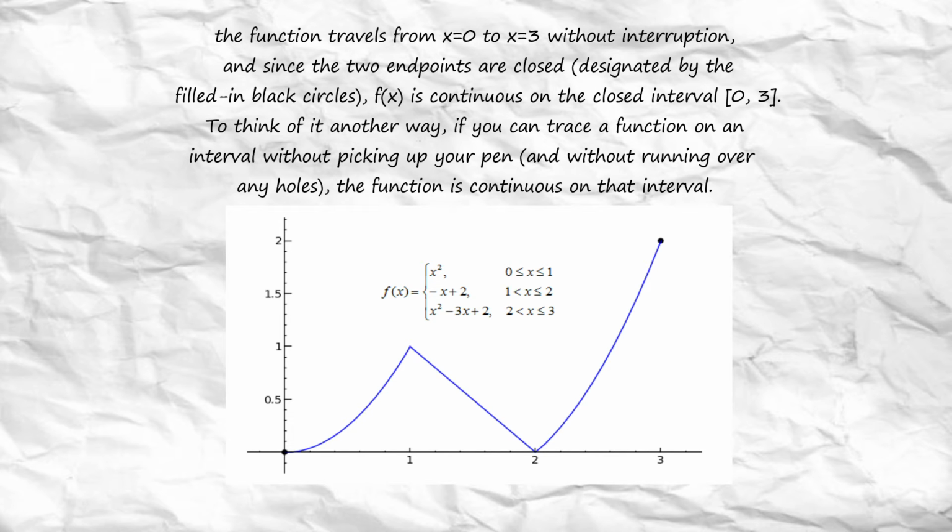The function f(x) in the graph is known as a piecewise function, or one that has multiple pieces. As you can see, the function travels from x = 0 to x = 3 without interruption. And since the two endpoints are closed, designated by the filled black circles, f(x) is continuous on the closed interval [0, 3]. To think of it another way, if you can trace a function on an interval without picking up your pen and without running over any holes, the function is continuous on that interval.